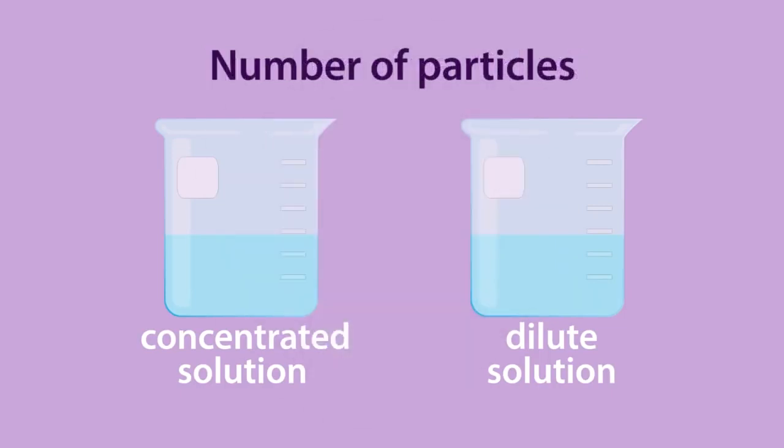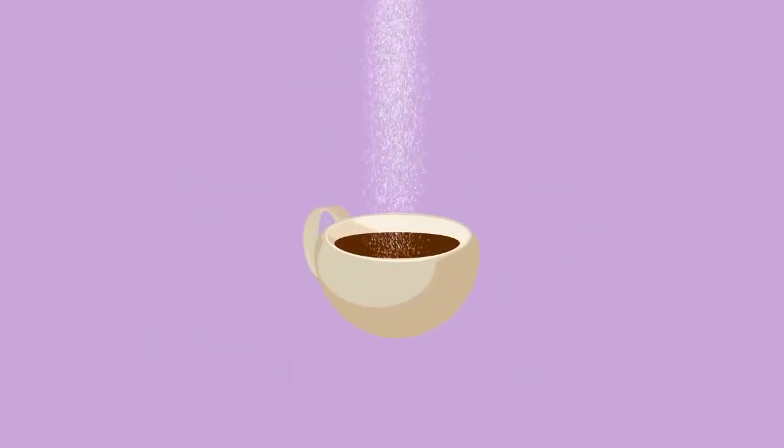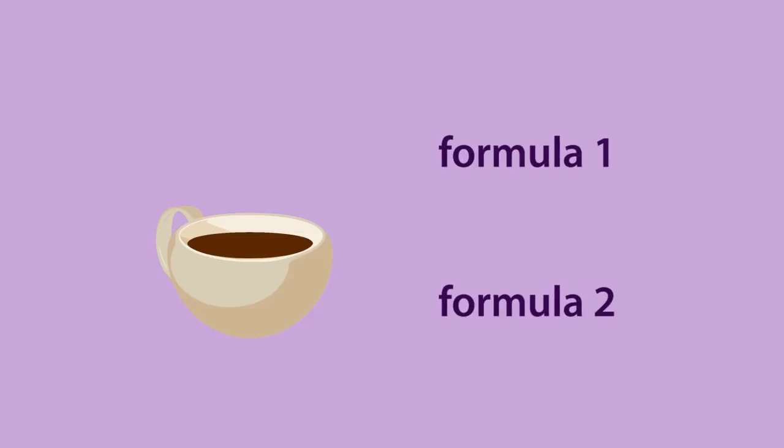The number of particles in a concentrated solution is greater than the number of particles found in a dilute solution. Think about when you sweeten a drink by adding sugar. The more sugar you add, the sweeter the drink tastes. We can calculate this using two formulas and accompanying formula triangles.